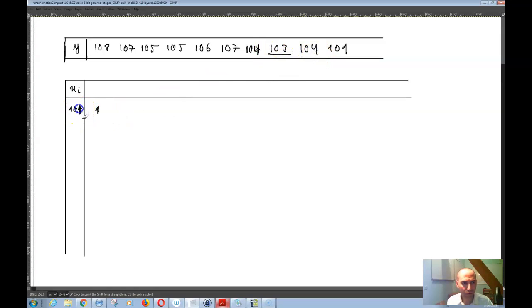Actually, the 101 is also there. Then you have 103, and then you have 104, basically 2 times, and this is 1 time. And then you have 105 2 times. 106 1 time, 107 2 times, and 108 1 time.